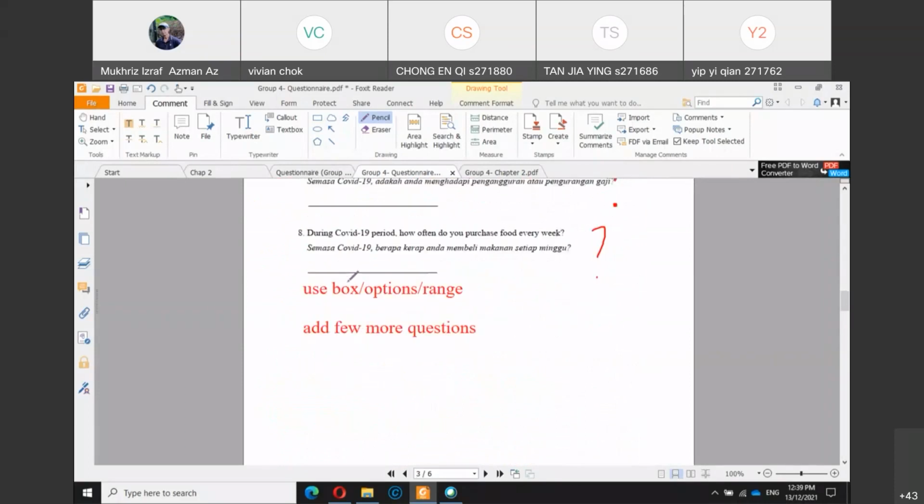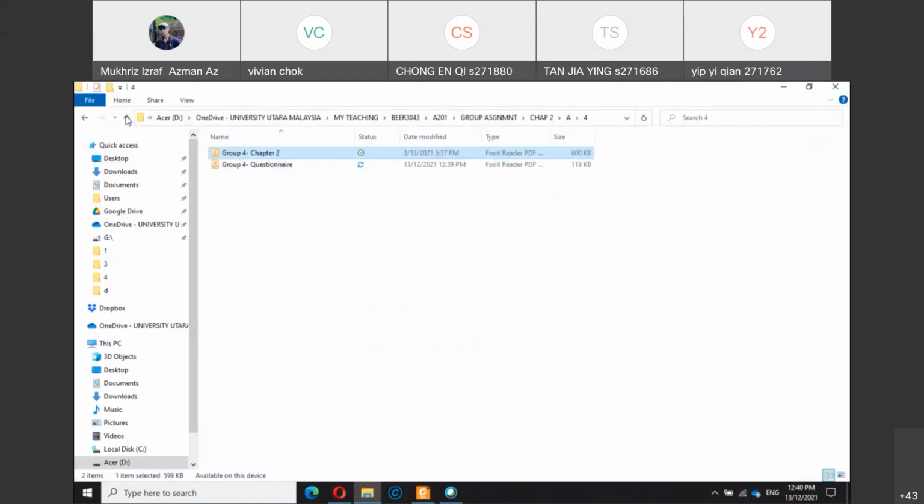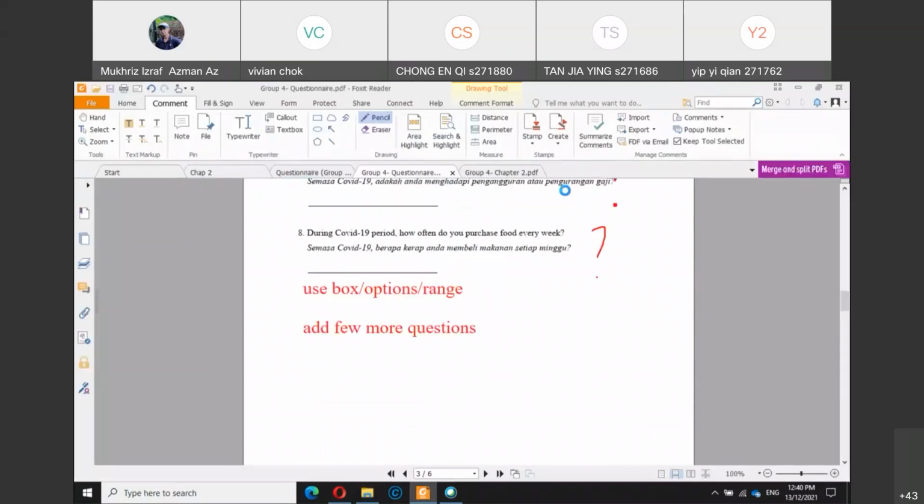You need to provide options with a range, julat. Put options in boxes, not just simply how often. You need to put once or twice every week, or once a month, something like that. Don't simply put an open-ended option like this. This is group 4. It's already 12:40. I don't know whether I can finish all of the rest of the groups.